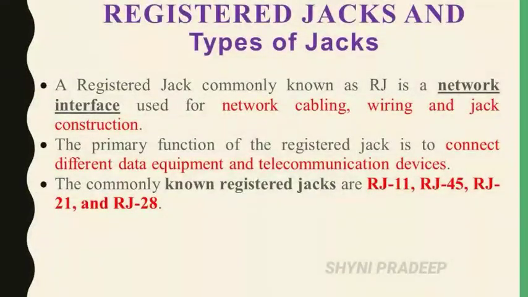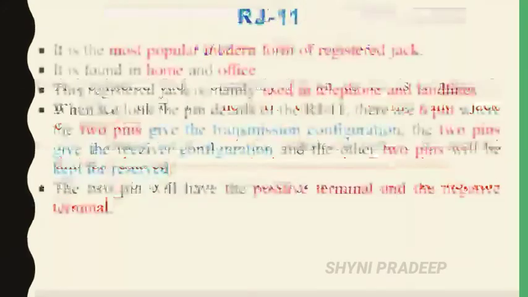Next topic is registered jacks and types of jacks. A registered jack, commonly known as RJ, is a network interface used for network cabling, wiring and jack construction. The primary function of the registered jack is to connect different data equipment and telecommunication devices. The commonly known registered jacks are RJ11, RJ45, RJ21 and RJ28. The registered jack refers to the male physical connector, which means plug, and the female physical connector, which means jack, and its wiring. Okay. First let us see RJ11.